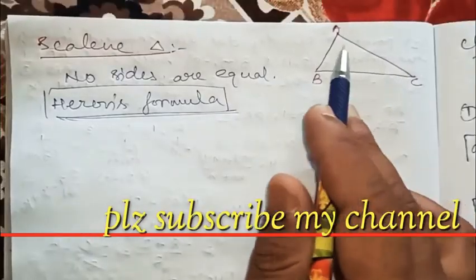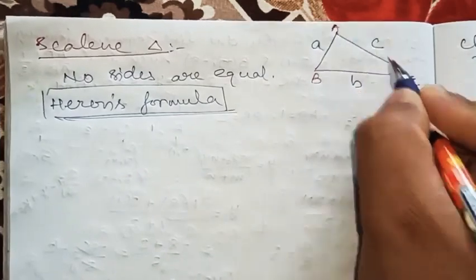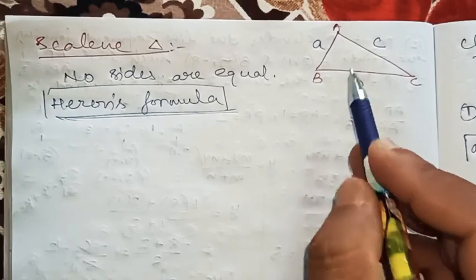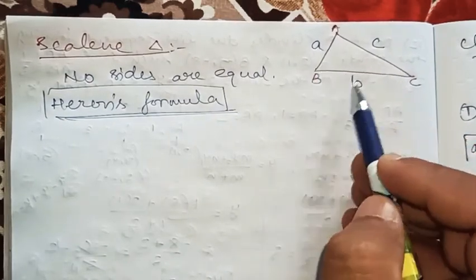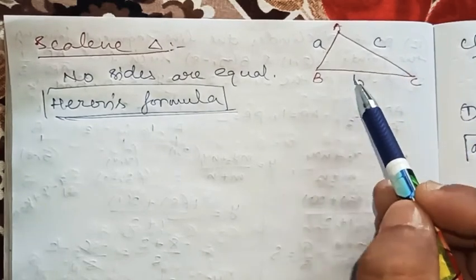If all the three sides are different, you take it as a, b, c. Mark the sides as a, b, c, small letters. Either you write a, b, c from here or from here, no problem. But all the different sides should be marked with a, b, c.